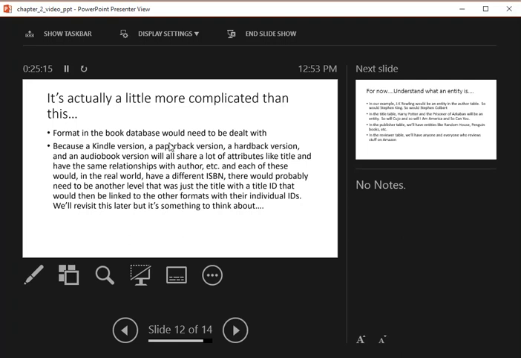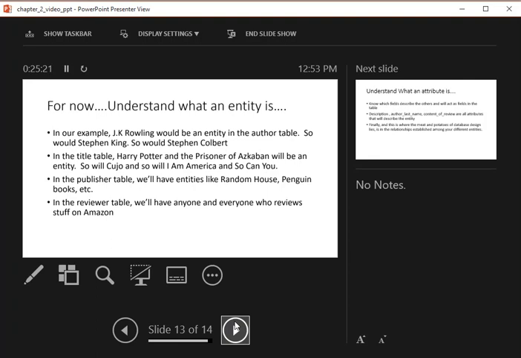I just wanted to bring it to your attention that I was simplifying things, but I really just wanted you to get the idea of what these entities, attributes, and relationships are. So for now, understand what an entity is. J.K. Rowling is an entity in the author table. Stephen King, Stephen Colbert, all of the authors that you can search in Amazon would be an entity in the author table. And the same thing with titles.